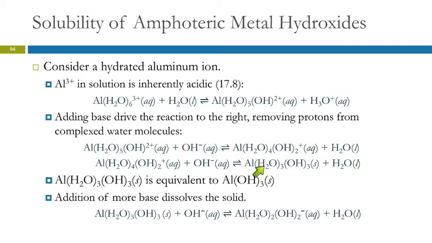As we add more base to this, because this isn't confusing at all, is it? Gosh. So we've got 3 waters here and 2 waters, and now we've got 2 hydroxides. Here we had 3 hydroxides, but now we have a negative charge. So the hydroxide ion pulled another hydrogen ion off of the solid, and that causes it to be an ion again, and it dissolves.